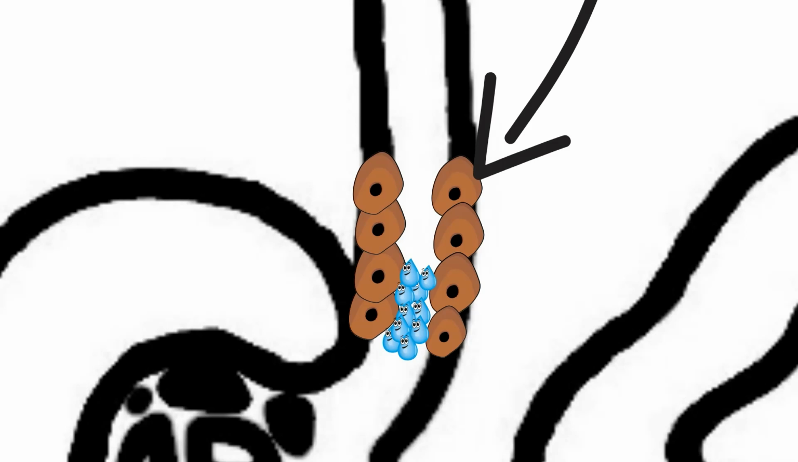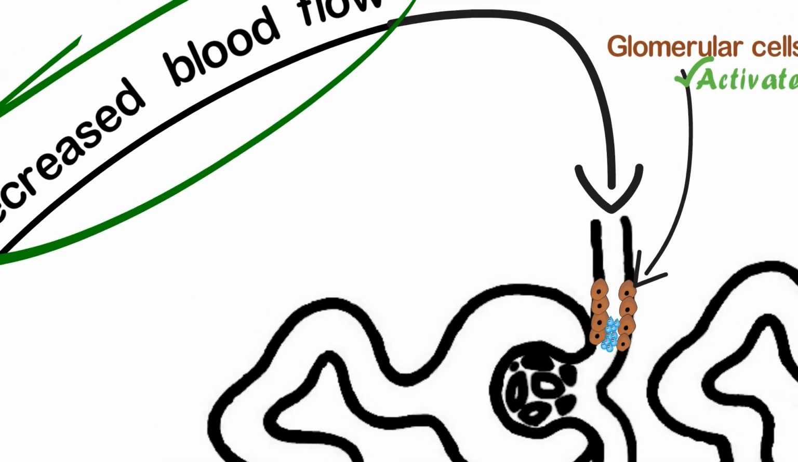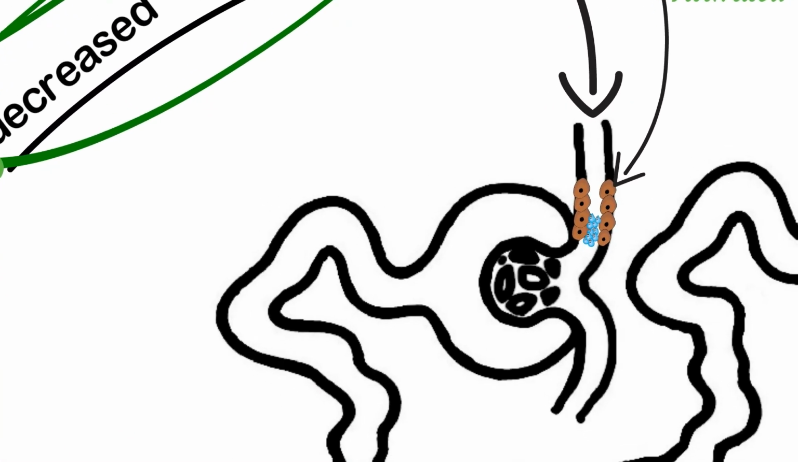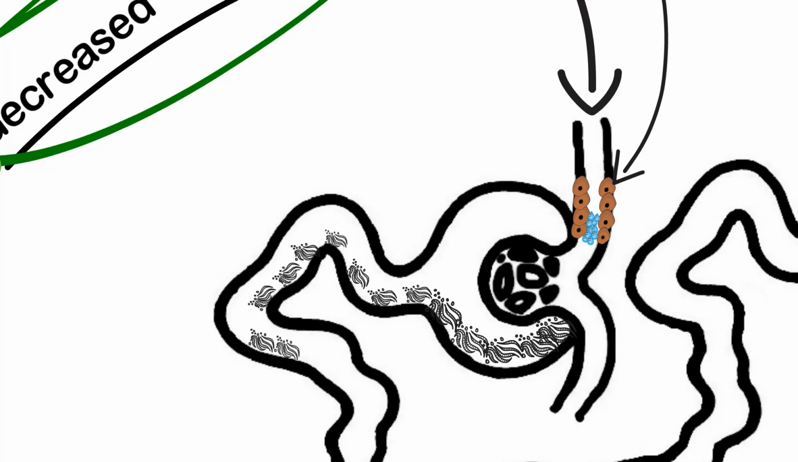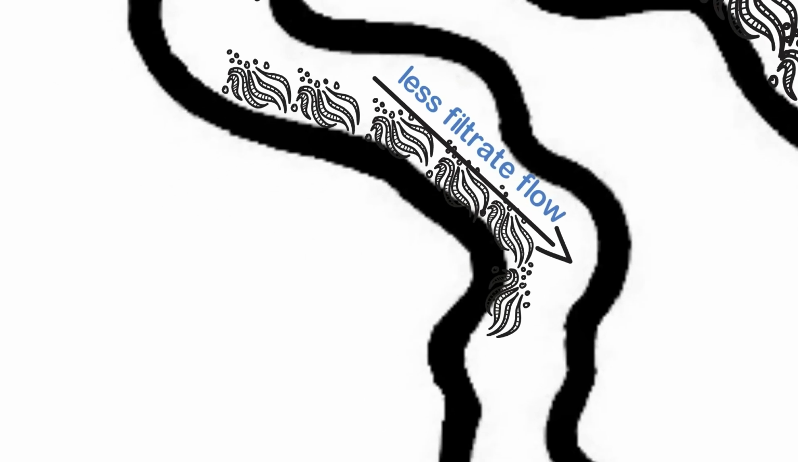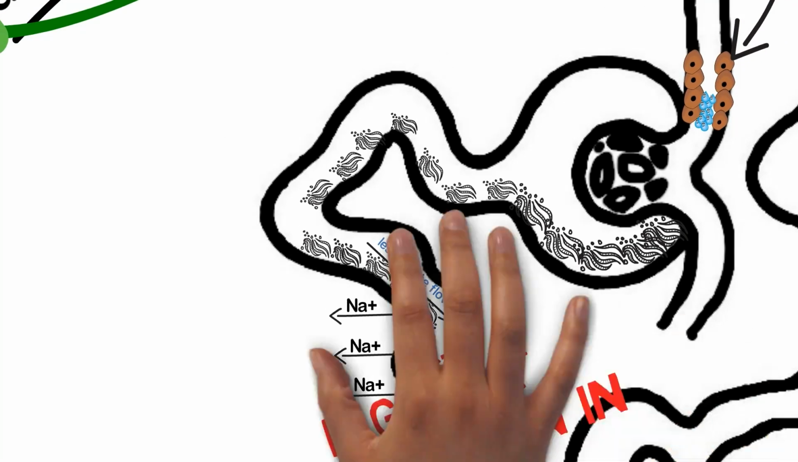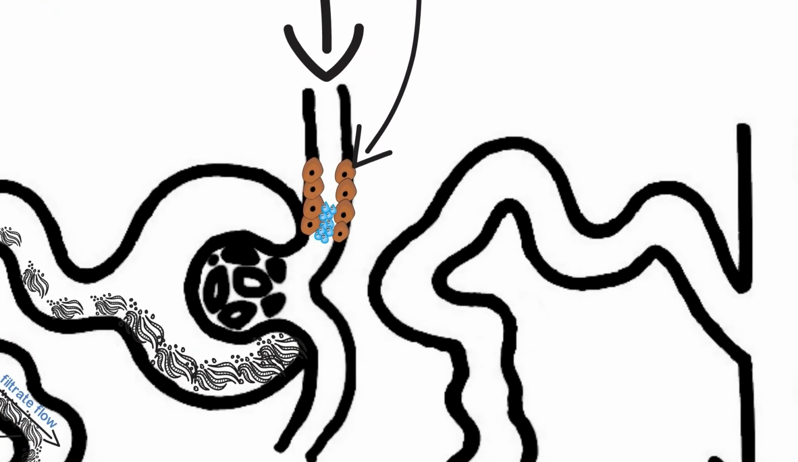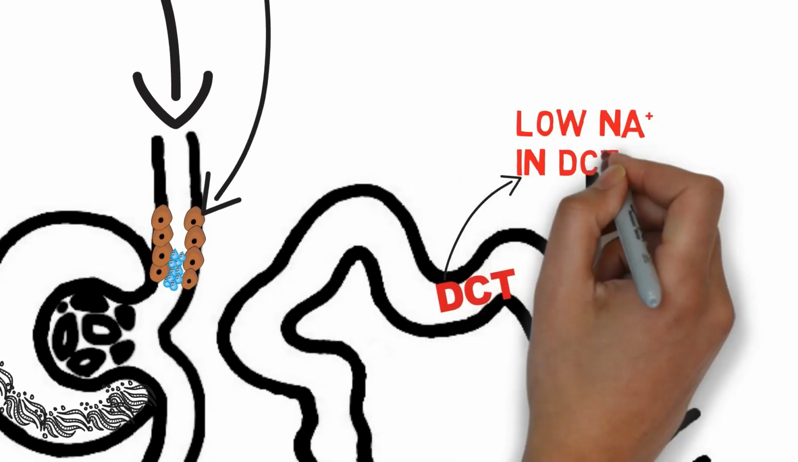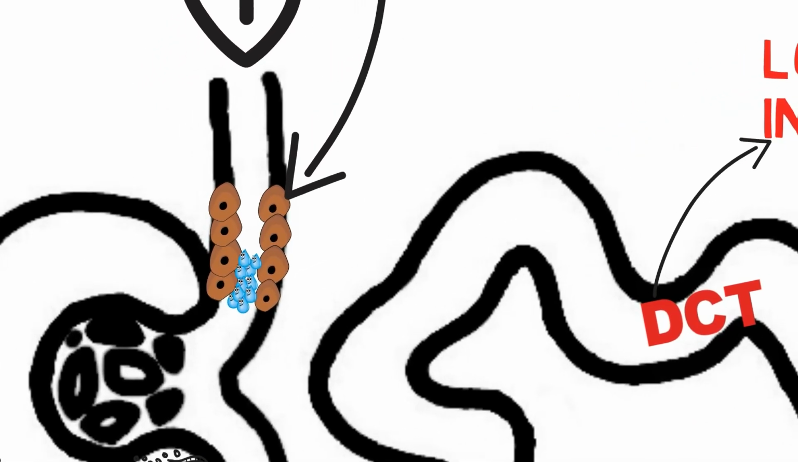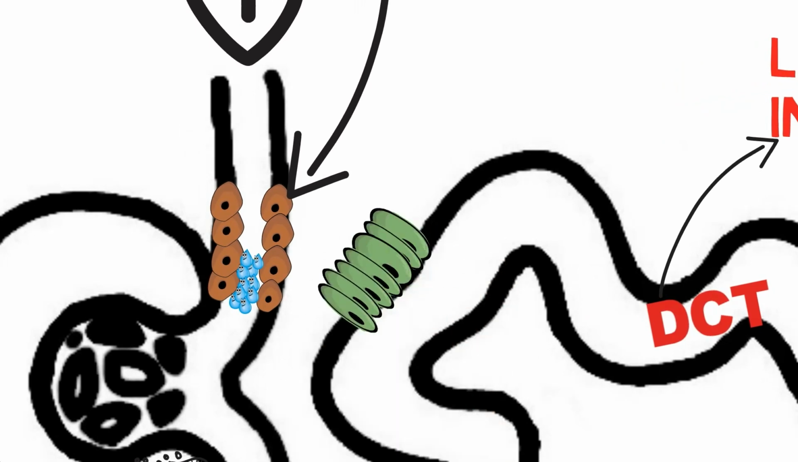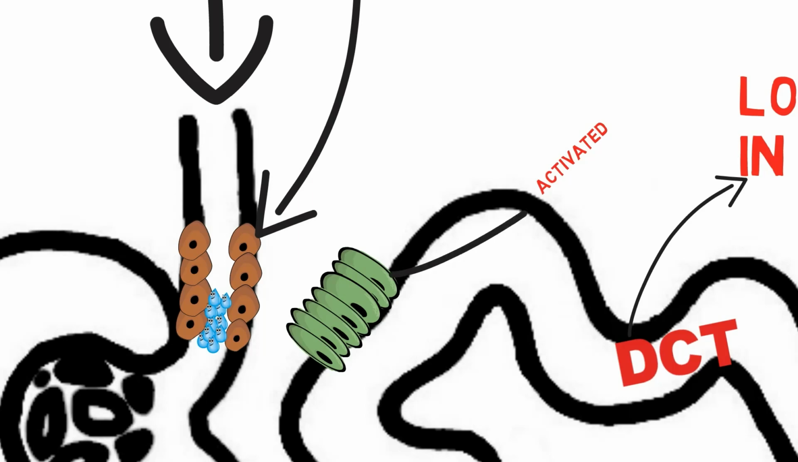There is another mechanism inside our kidney. As blood flow to the kidney is less, the amount of filtrate will also be less. So the flow of filtrate through the tubules will also be less. Due to a low flow rate, the cells in the proximal convoluted tubule absorb a large amount of sodium. And due to high sodium absorption in the proximal convoluted tubule, our distal convoluted tubule gets a very low amount of sodium. This is the time when chemoreceptors in our distal convoluted tubule get activated.